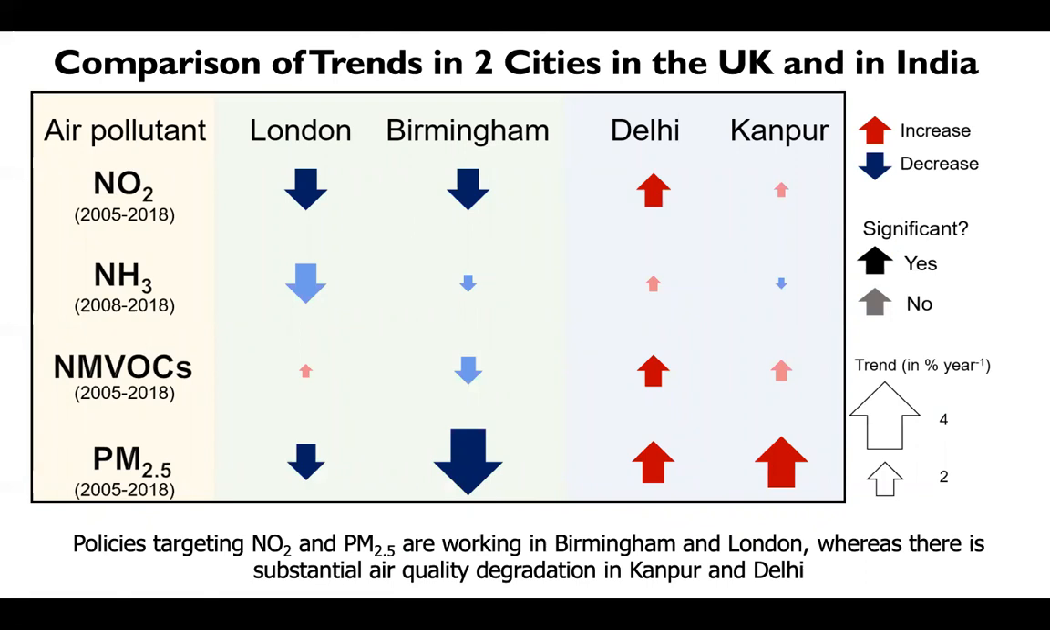And ammonia is an interesting compound to assess. Most of it comes from agriculture, and we're not seeing any significant change in ammonia in any of these cities. And this is consistent with what we would expect. There are no air quality policies directly targeting ammonia.